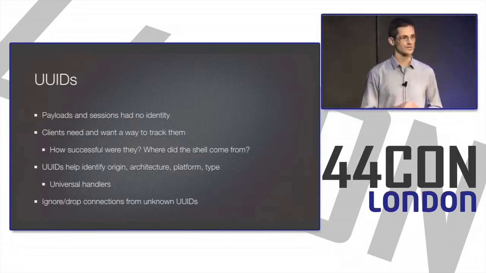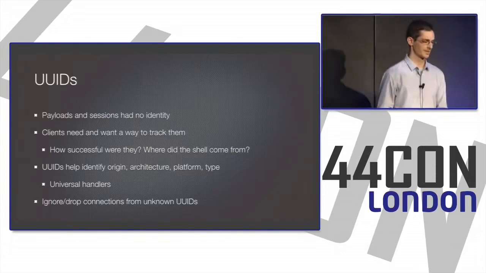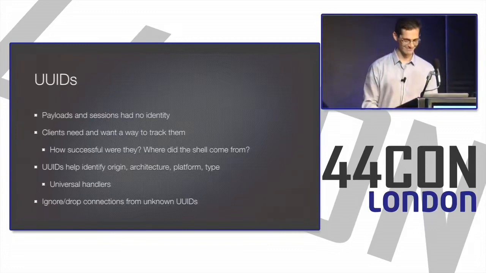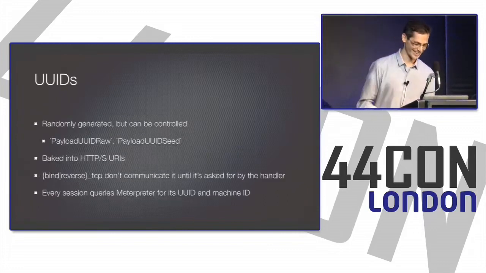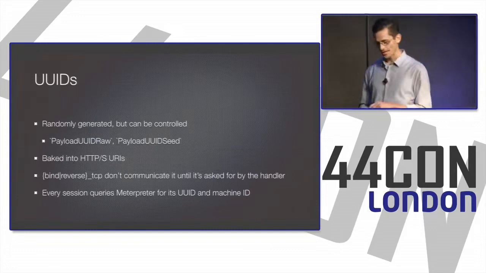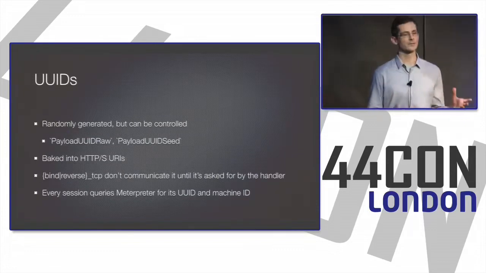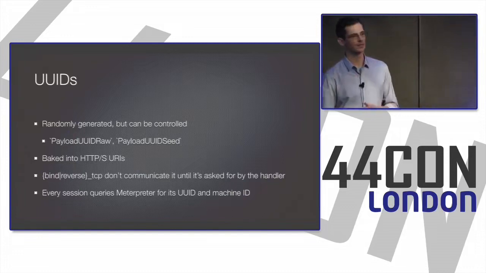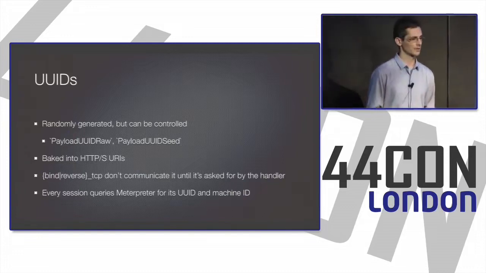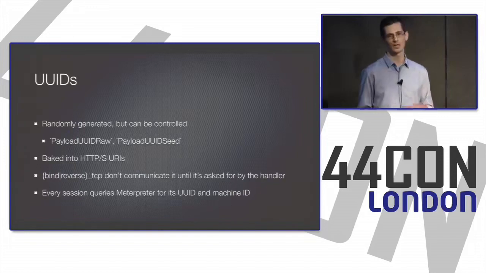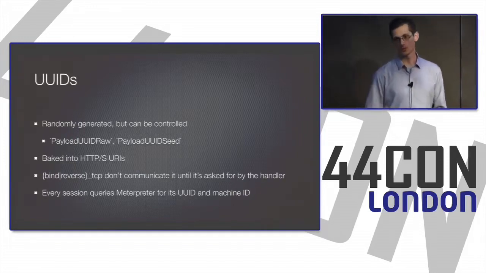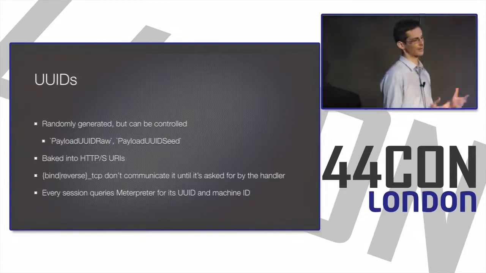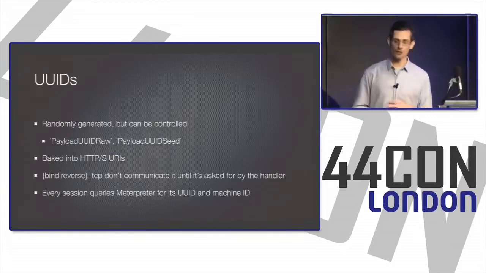We certainly don't want our shells talking to other people, and we technically shouldn't be talking to other people's shells either. Okay. So UUIDs are randomly generated. When I say random, what I mean is elements of the UUID are randomized, but certain things remain static. So if you have a reverse HTTP and you know it's bound to a 32-bit Windows machine, then that information is still baked into the UUID. But there are other things that aren't. But you can control it to a point.